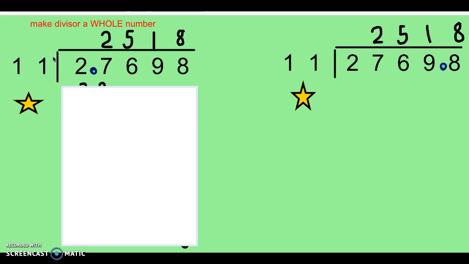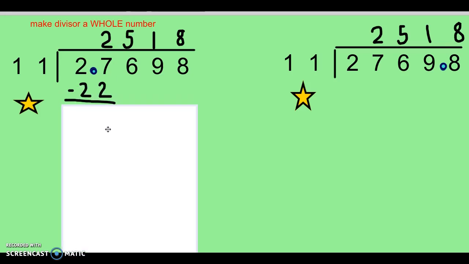So here's our divisor, 11, and we say, does 11 go into 2? Nope. Does it go into 27? Yes, it does. It goes in there 2 times. So we put a 2 up here, and that's 22. So 27 minus 22 is 5. And then we bring down our next number, which is 6.